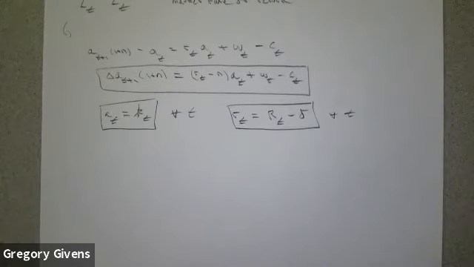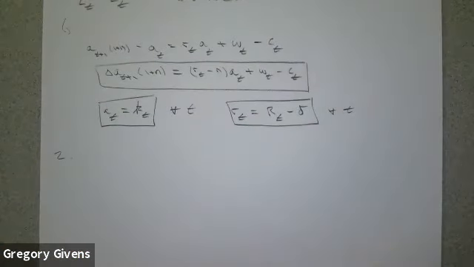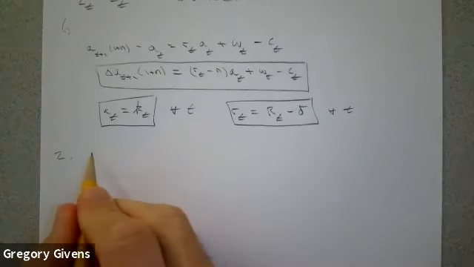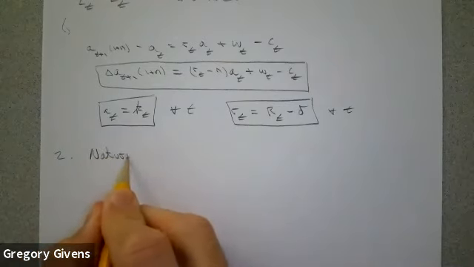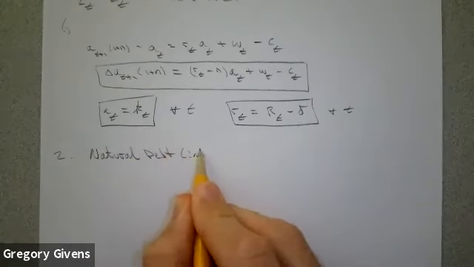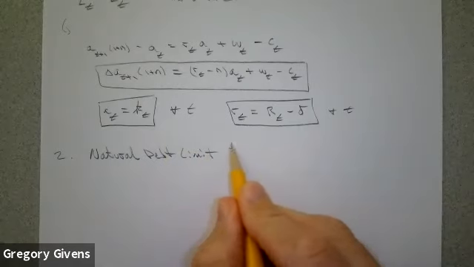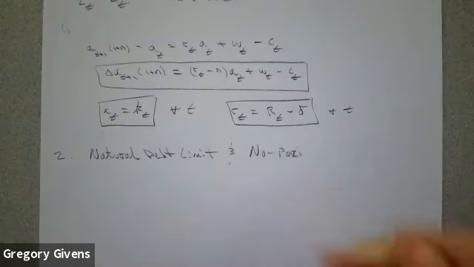Those are good questions. All right, let me move to the second part now and discuss two new concepts to you. Maybe they're new: the natural debt limit and something called the no Ponzi condition.